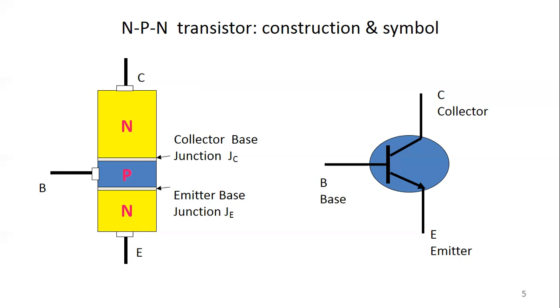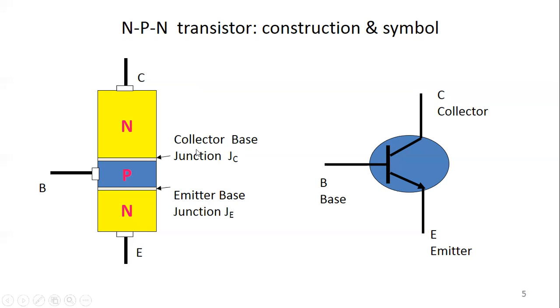So what will happen whenever the current flows within this device? It is going to vary. It is going to get some variation in resistance. The emitter is a region which is going to emit the charges, the majority of charges.